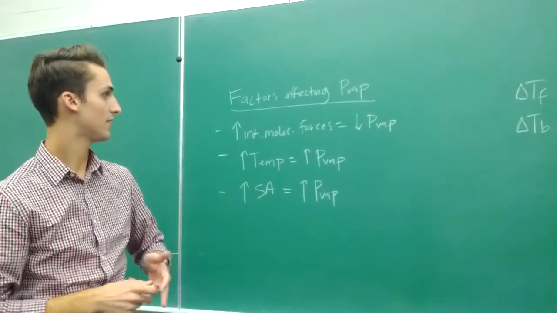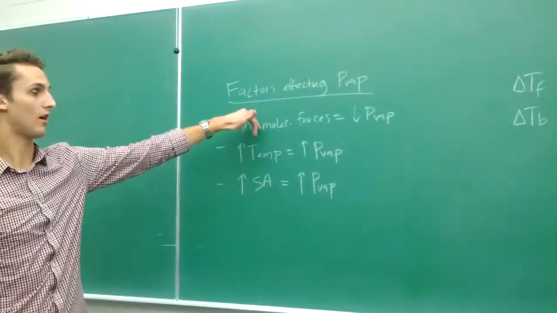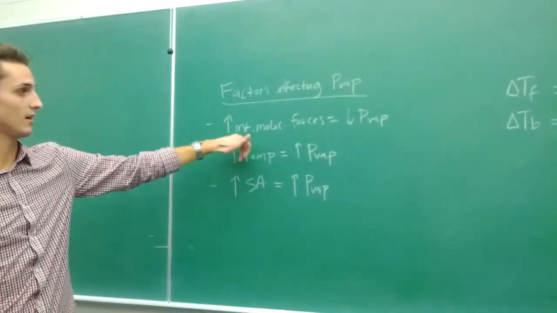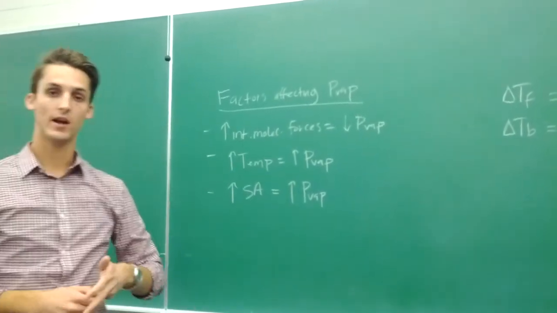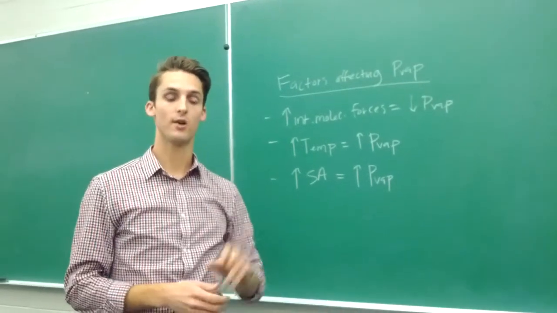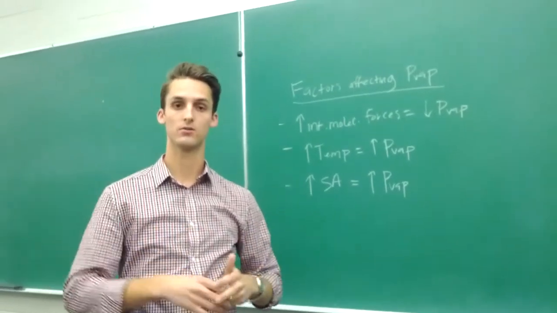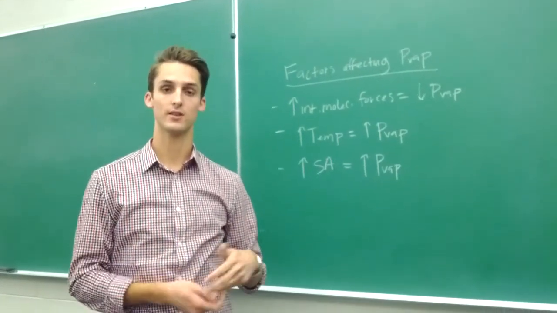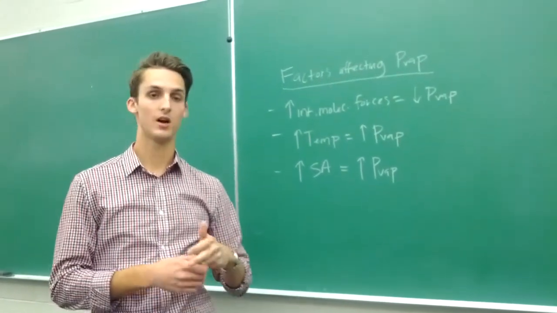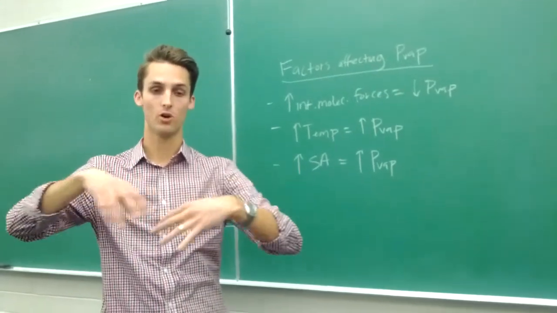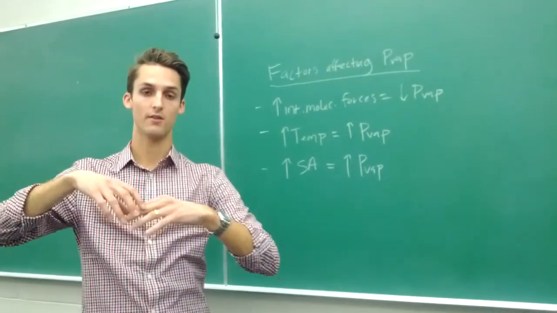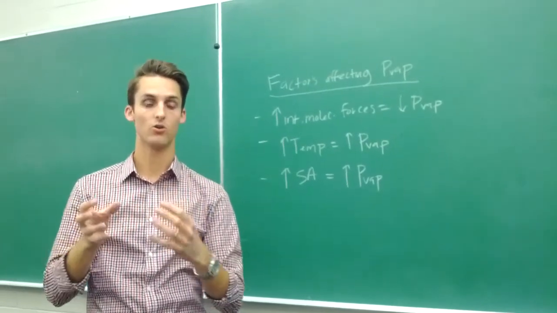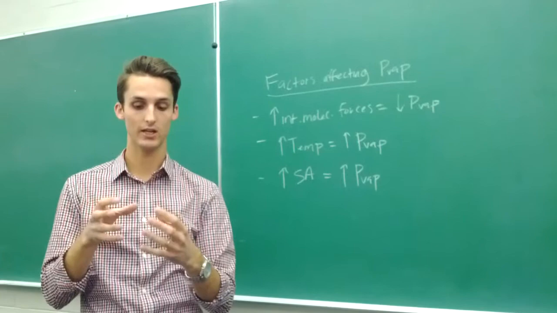There are a few different factors that affect vapor pressure. Number one is intermolecular forces. You guys remember, intermolecular forces are forces between different molecules. One of the main ones we focus on when we talk about vapor pressure is hydrogen bonding. Hydrogen bonding is when molecules are able to form hydrogen bonds with each other, and those hydrogen bonds strengthen the liquid as a whole. They hold those molecules in the liquid tighter.